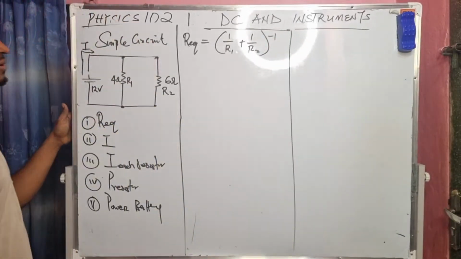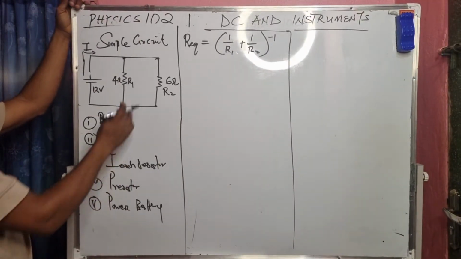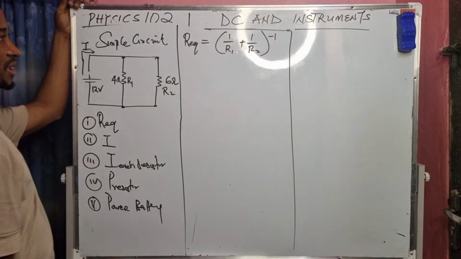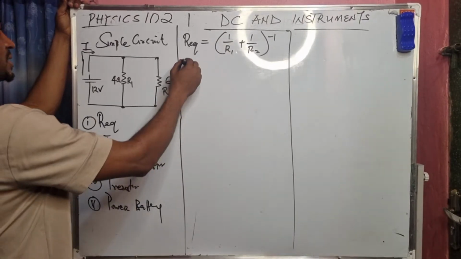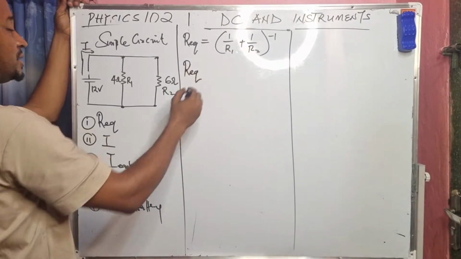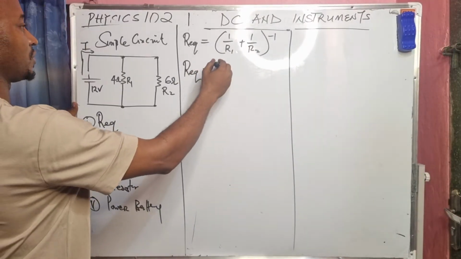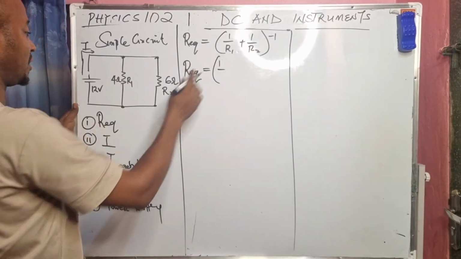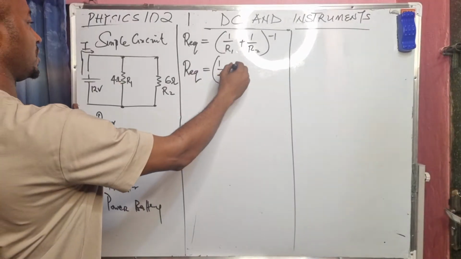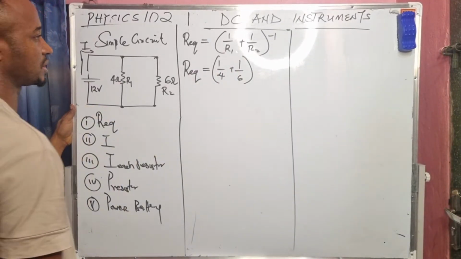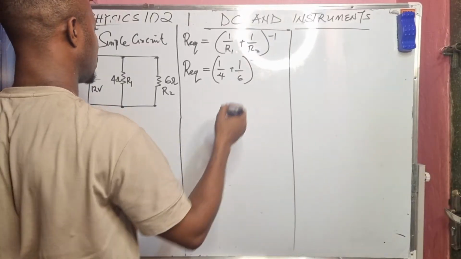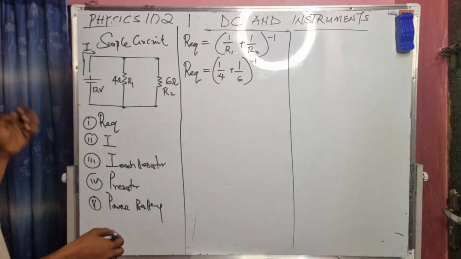Okay, so let's solve for our equivalents. These two are in parallel, so this is the formula that will be used to find their equivalent resistance. So our equivalent will be 1 over R1, which is 4, plus 1 over 6, all to the power of minus 1.